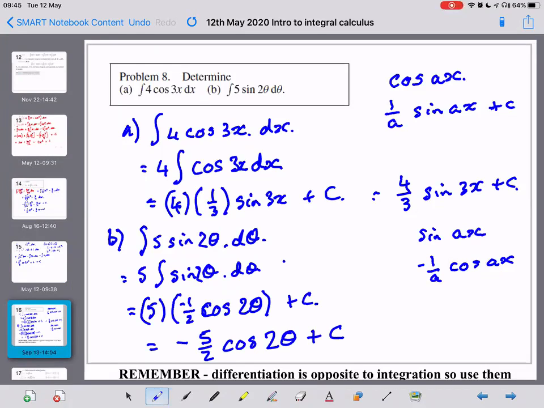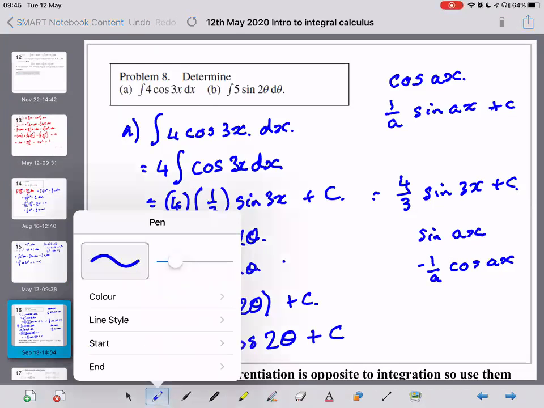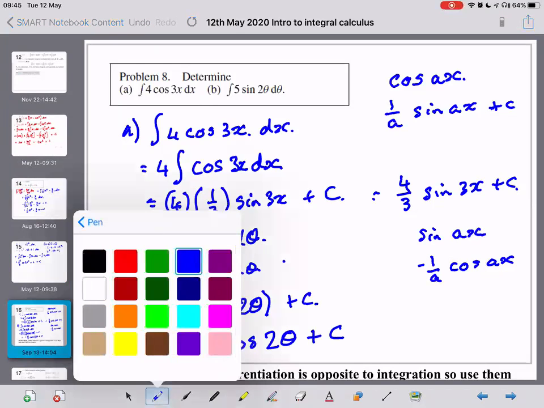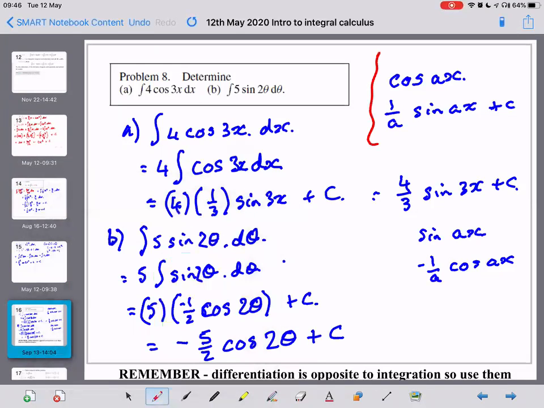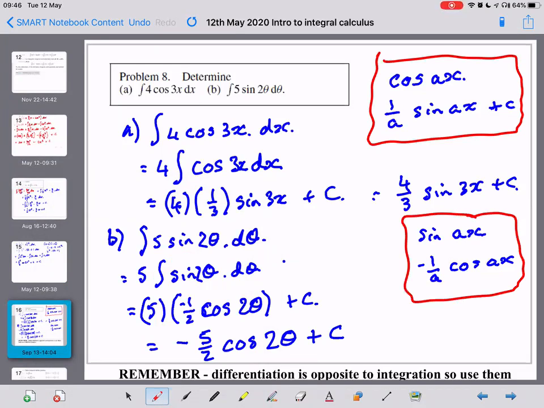Okay, so they're the rules. These two, what I've drawn over here, are the rules for integrating sine and cosine functions from the table. So we use that one, or we use the sine ax one there.